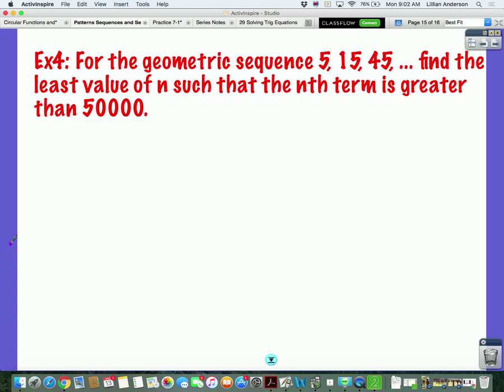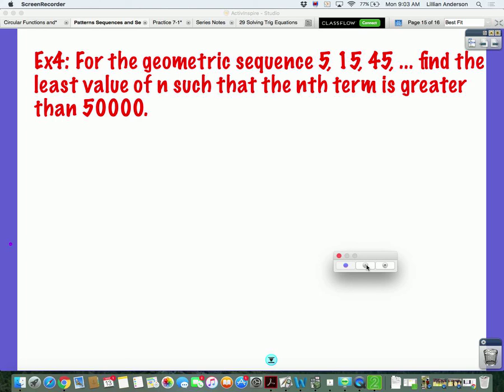Now this example is going to bring back some memories. It says for a geometric sequence 5, 15, 45, and so on and so forth, find the least value of n such that the nth term is greater than 50,000. Okay. So we pretty much know that we're looking for what here? We're looking for n. We're looking for the nth term, okay?